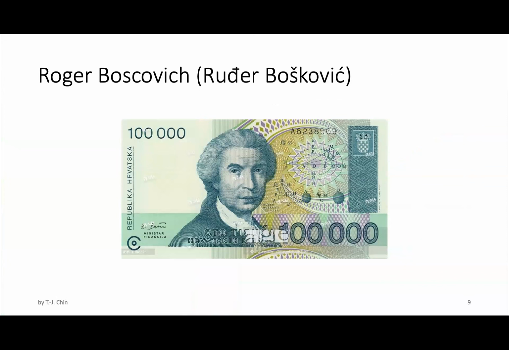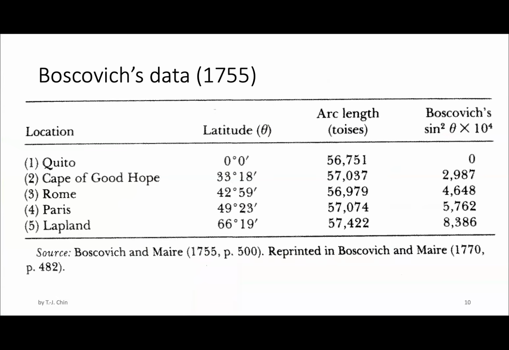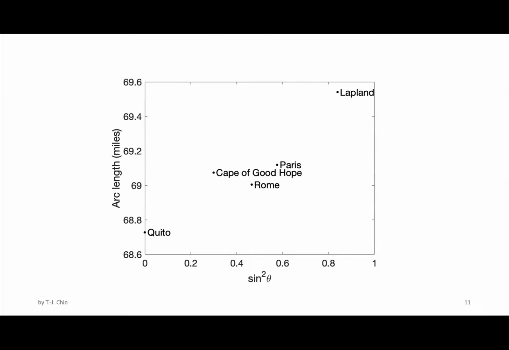So Boskovic's data looks like that. This is from 1755, reprinted in a subsequent journal article. We have five measurements from five different locations, with different latitudes and different arc lengths. The toise up there is an old measurement of distance, and I've converted that to this data here, okay? I've also used sine square instead of sine, so we have straight lines instead of sinusoids. So he has these five measurements, and now he tries to find whether it's an oblate or prolate spheroid.